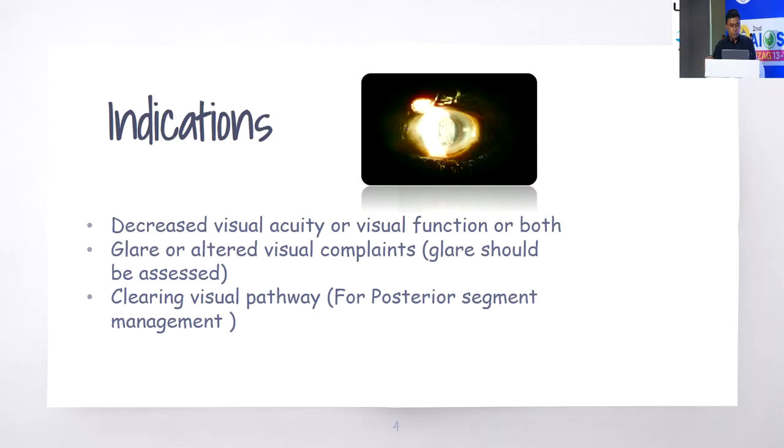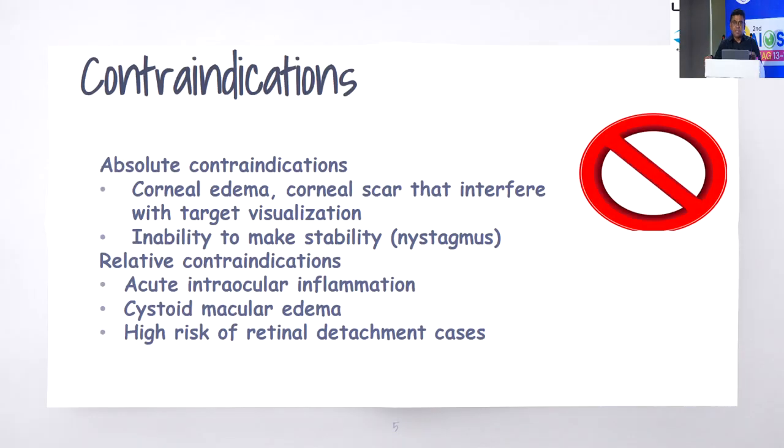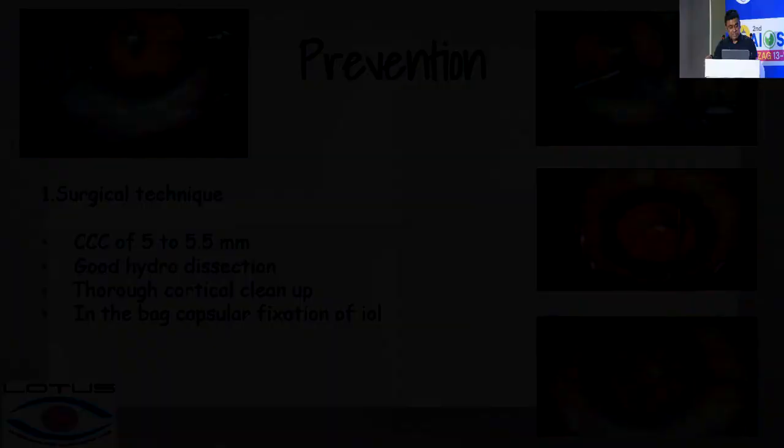So when do we do a capsulotomy? Whenever our patient, after an uneventful surgery, comes back with reduced vision, either in quantity or in quality, or when you need to do some post-assessment treatment and are not able to visualize, you require this. The contraindications: if you are not able to visualize the posterior capsule because of any optical issues related to the cornea or nystagmus, it becomes an absolute contraindication. Relative contraindications are active or acute inflammation, cystoid macular edema, and high myopes where the risk of RD is there, making it difficult.